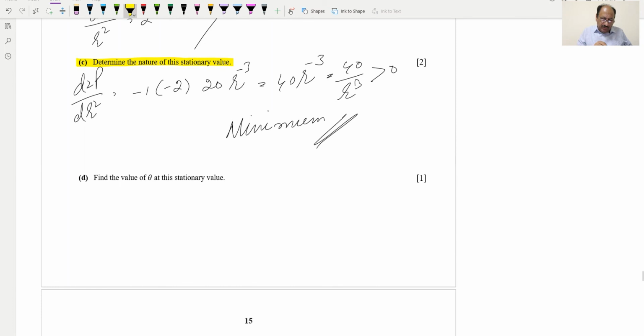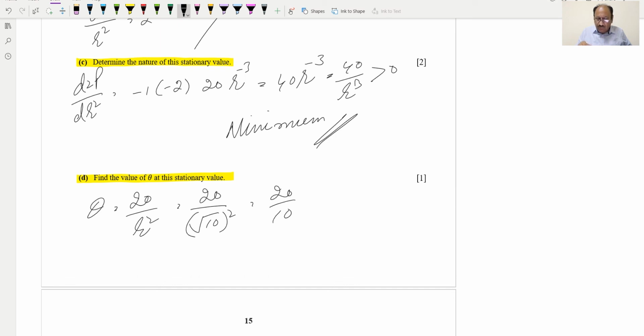So this is the second order derivative which we have used for the nature of the points. And then D part: find the value of theta at this stationary value. Theta will be equal to what? We know theta is equal to 20 over r square, and the r value is under root 10. So 20 over root 10 squared will be equal to 20 over 10, which is equal to 2, and this will be our final answer for this question.